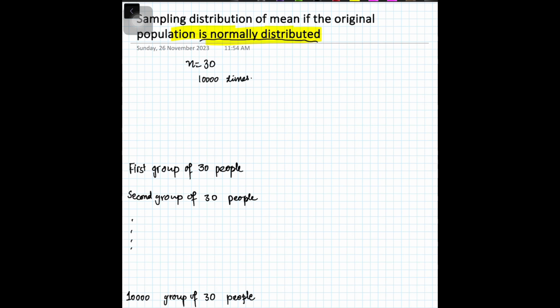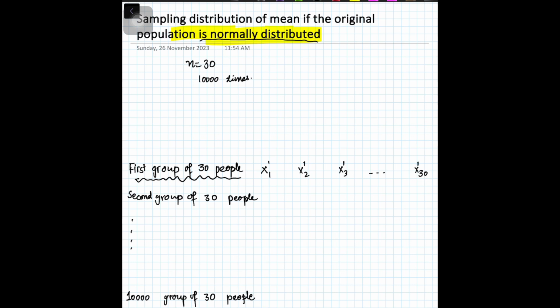If I ask the first group of 30 people, they are randomly selected people, I will ask their heights. They will tell me some numbers. Let me denote those numbers as x1, then x2, then x3, and so on, x30. Because this is the first set of people I'm asking, I'm just putting 1 on the top.